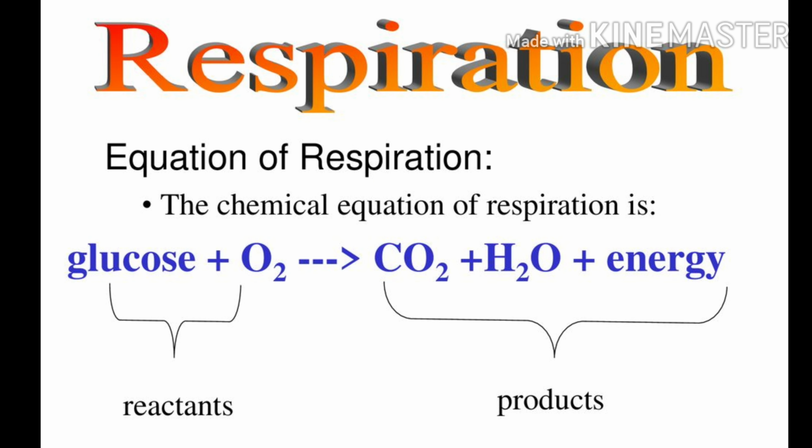The word equation for respiration can be built as glucose reacts with oxygen to form carbon dioxide and water plus energy. Here glucose and oxygen are the reactants. Energy is the main product. Byproducts are carbon dioxide and water. This carbon dioxide and water can be considered as excretory matter because they are produced during metabolic activity. This excretory matter should be removed from the body. So due to the process of exhalation, this carbon dioxide and water are removed from the body. This equation shows you the balanced chemical equation for respiration.